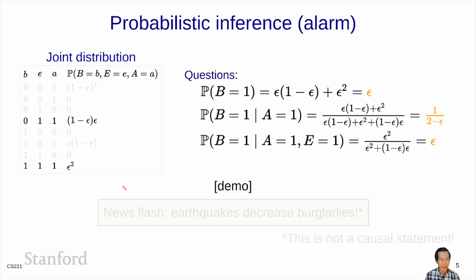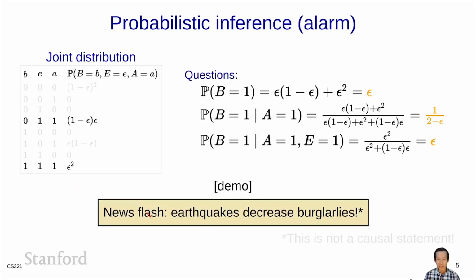So you can write a flashy headline saying earthquakes decrease burglaries. Of course, this is a little bit tongue-in-cheek, because this is actually not a causal statement. If you go in and cause some earthquakes, I don't know how you would do that, but supposing you do, it's not like all the burglars are going to disappear. So here decrease does not mean causally effect. It just means that given this evidence, the probability of various other variables changes.